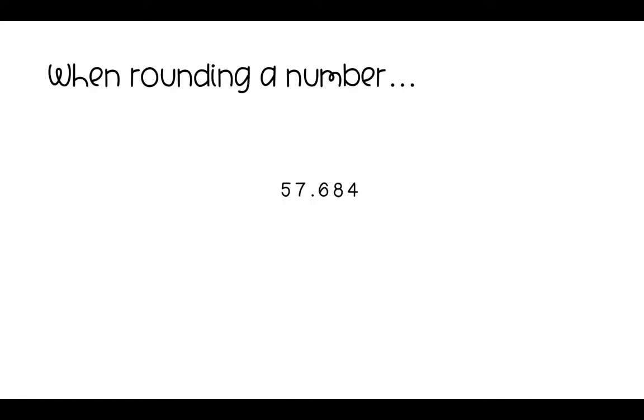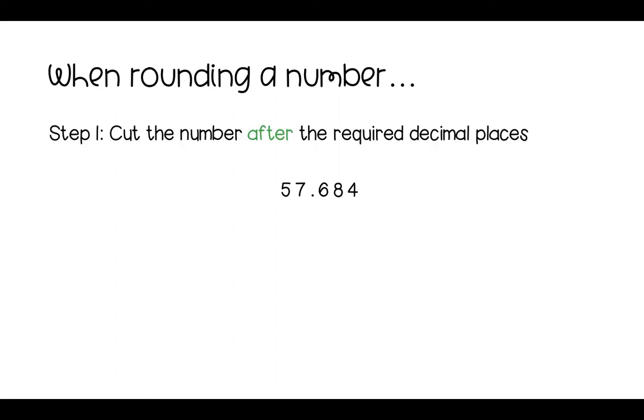So, when rounding a number, the first step is we're going to cut the number after the required decimal place. So for this question, we're going to cut the number two decimal places, which means two numbers after the decimal point. So this is our decimal point. We've got 1, 2 places, so we place a cut afterwards. So that's the first step.